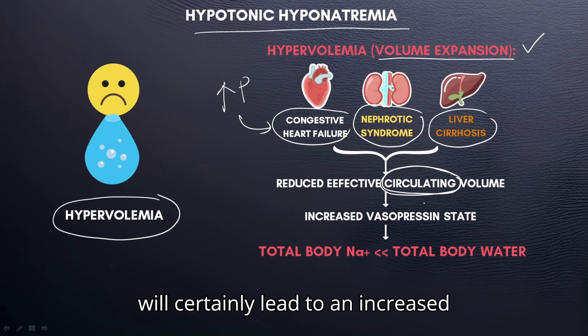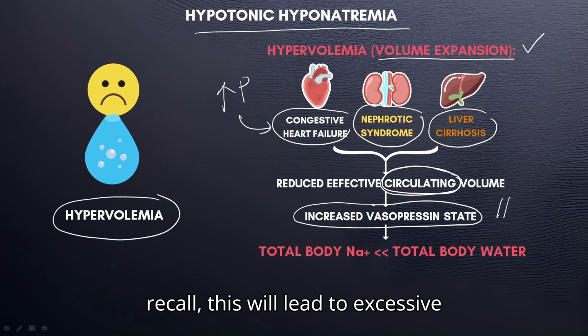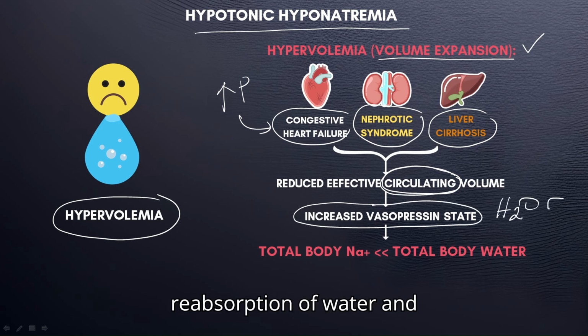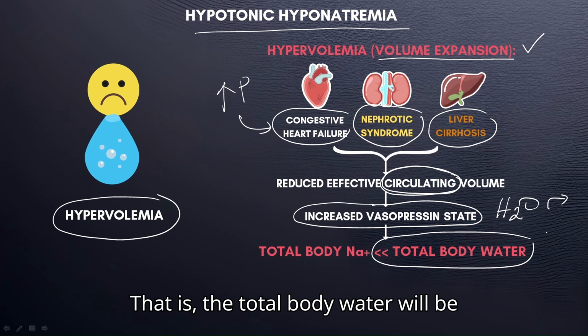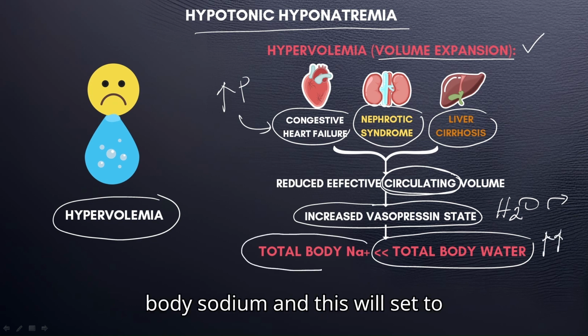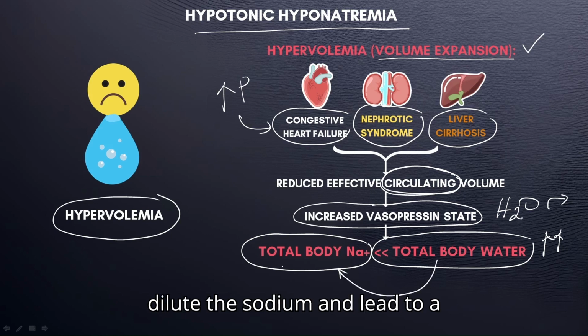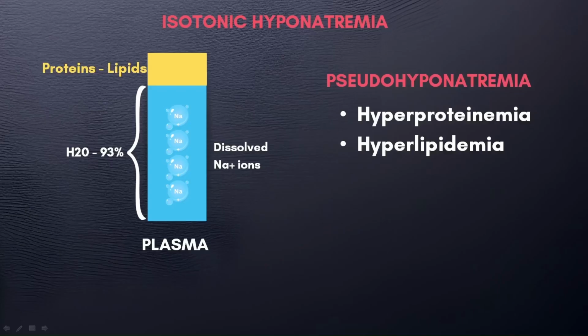Now, this will certainly lead to an increased vasopressin state. If you recall, this will lead to excessive reabsorption of water, and the total body water will then increase. That is, the total body water will be more than the total body sodium. And this will dilute the sodium and lead to a hypotonic hyponatremia, which is the hypervolemic state.